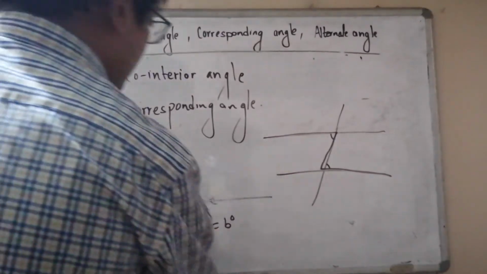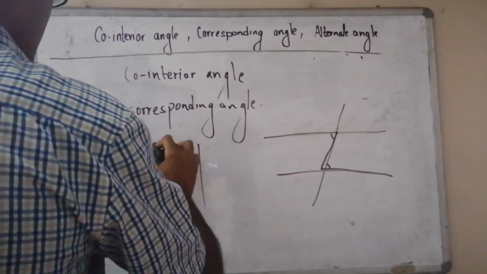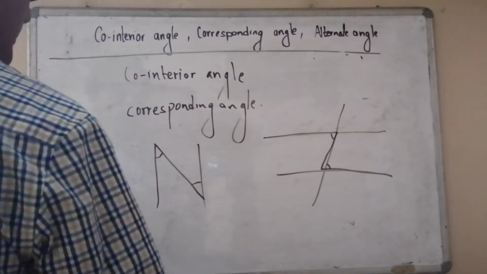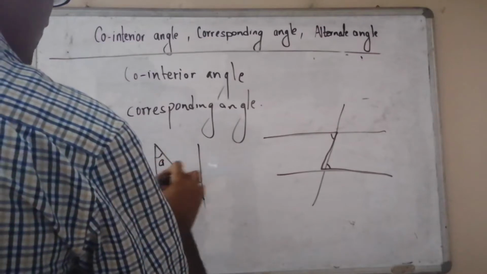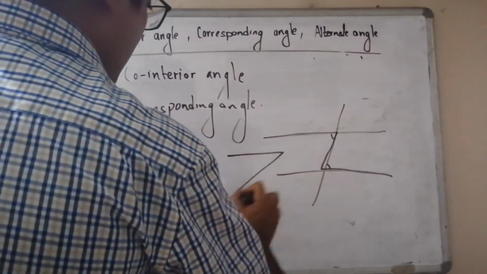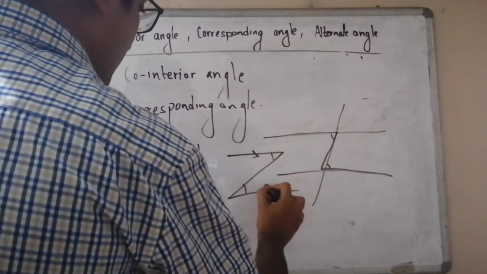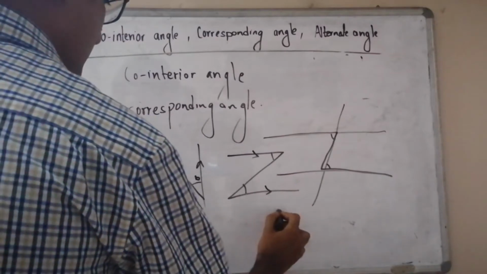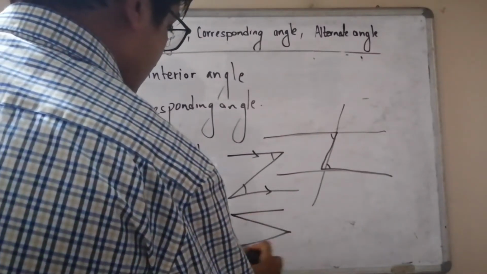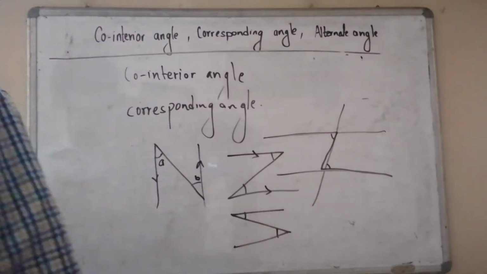And it can also be facing differently. It can be in N shape here. This one and this one is alternate angle. This and this is alternate angle. The line must be always parallel, and this angle and this angle is alternate angle.